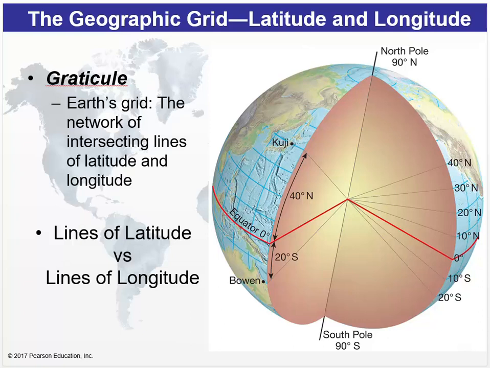So as a quick recap, we are using the geographic grid, which is made up of lines of latitude and longitude. This is that network of intersecting lines that allows us to find absolute locations. Lines of latitude are the lines that run parallel, which includes the equator, and lines of longitude are the ones that run north-south. That includes the prime meridian. Both the prime meridian and the equator make up the 0 points that are the starting points when we are looking to identify absolute locations.